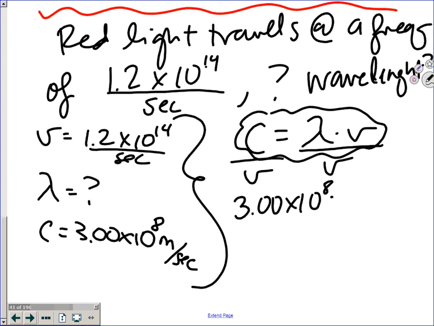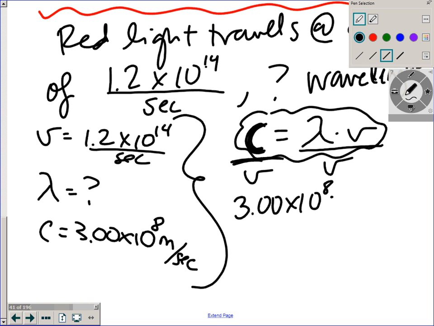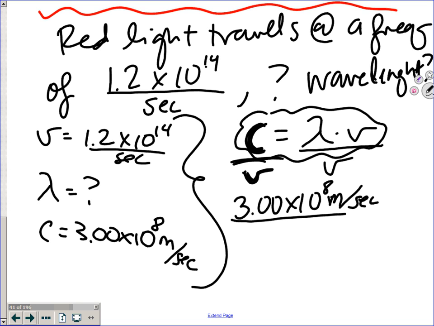Some of you are picking up what I'm putting down. Let's get this highlighter. So we're putting C over the frequency, C over V. That's what we're mathematically calculating now. So that's meters per second, as we have over here. And what's our V? 1.2 times 10 to the 14th, per second. So I'm going to write that as slash second. I wrote it as a more defined fraction bar there, but I'm just writing slash second here.